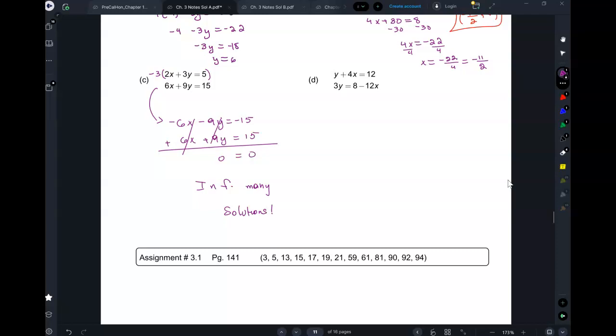Here, I have a problem because my x's and y's are not aligned. Let's align them. So for the first one, I have y plus 4x equals 12. The bottom one, I have a 3y. I have to bring the 12x over to this side. So plus 12x equals 8. Okay. So now, what am I going to do here? I'm going to multiply this top one by negative 3. So I get negative 3y minus 12x equals negative 36. 3y plus 12x equals 8. 0 equals negative 28. This is not a true statement, so it's no solution.